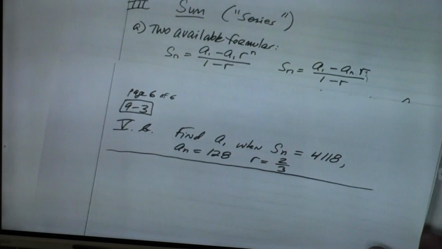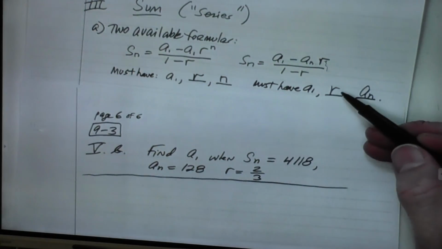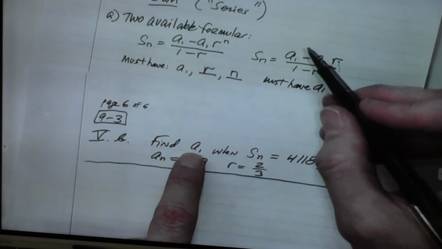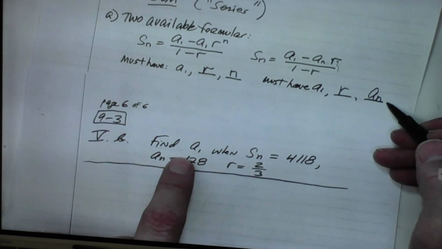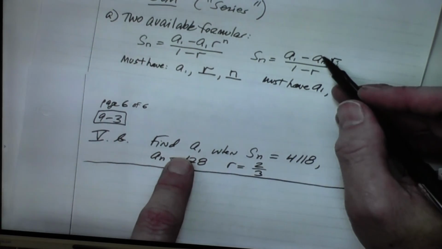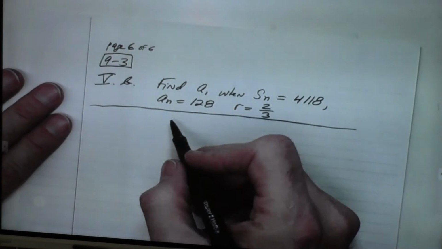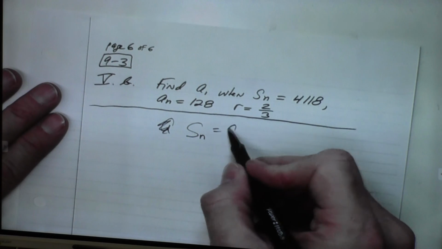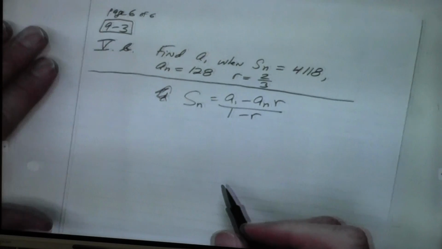So that means from the formulas, this one requires that you have the n. This one does not. This formula requires that you have A1, which we don't have, but we do have the total, and it requires that we have the r and the amount at whatever term it is. So we can use this one. To avoid making a mistake with it again, I'm going to write it out first. The sum n is equal to A1 minus AN times R over 1 minus R.